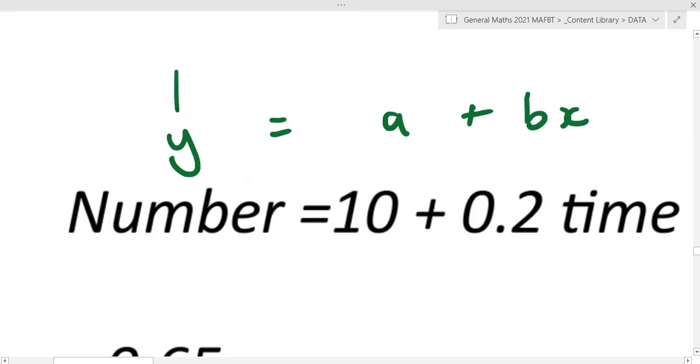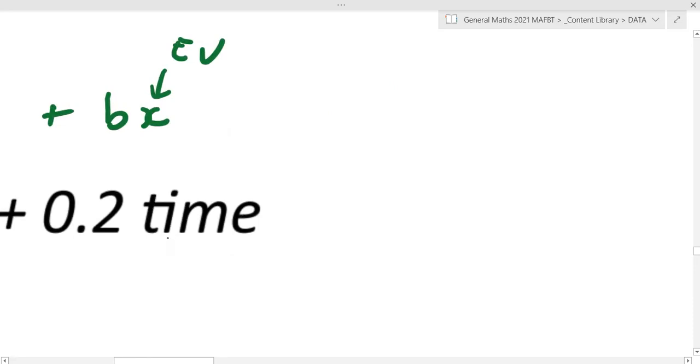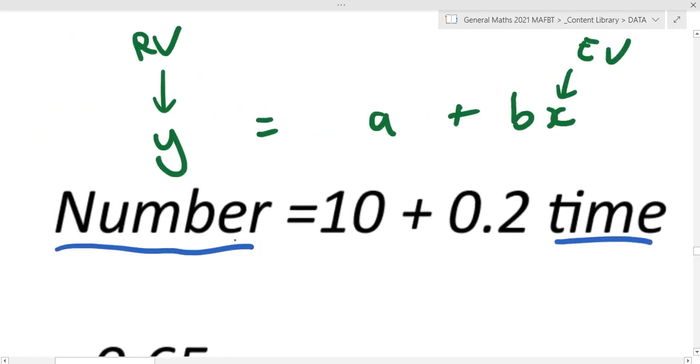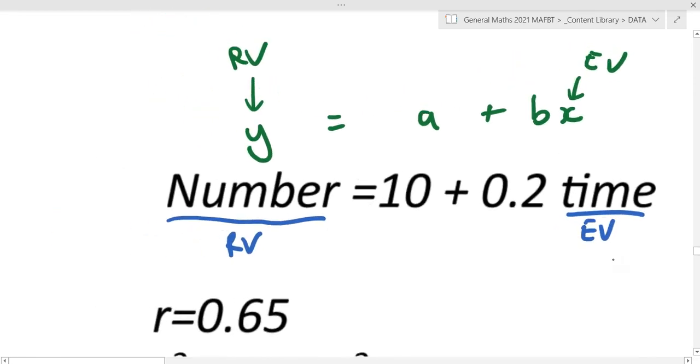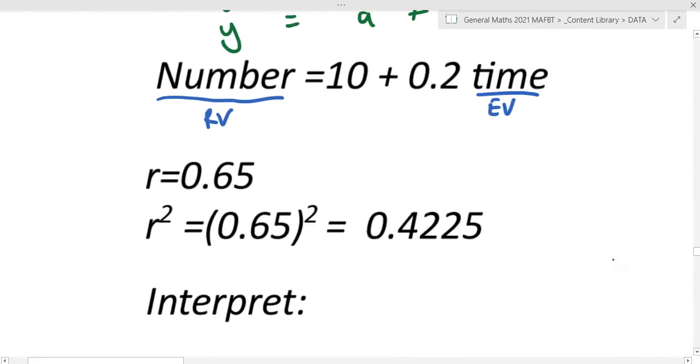So we're going to get rid of this now and just look at a plus bx. So y is the y variable, and this refers to the RV or the response variable, and x is the independent variable, which is similar to the explanatory variable, the EV. Okay, so if you have a look at the formula down here, the RV or the response variable is going to be number, and the EV or the explanatory variable is going to be time. So number is RV, which is the y variable, and time is the EV, which is the x variable. So if we now use the sentence, we can put that all in to interpret the R squared value.